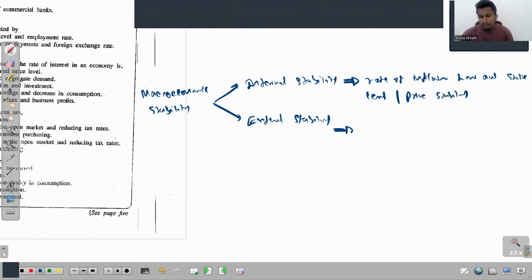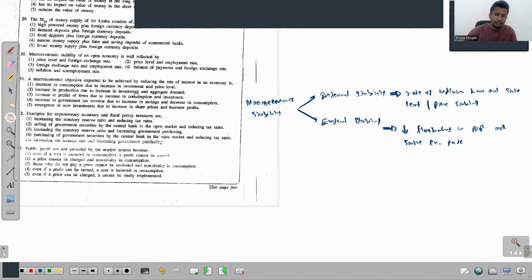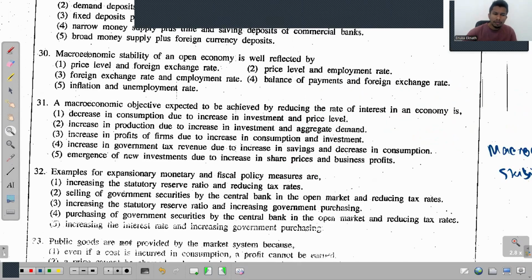What is meant by external stability? Low fluctuations in balance of payment and having a stable exchange rate. Having a stable exchange rate we recognize as external stability. Right, with this knowledge we can find the answer for this question number 30.